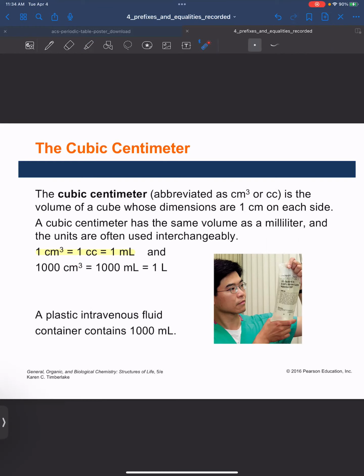This is showing you an example of a plastic intravenous fluid container containing 1,000 milliliters of solution.